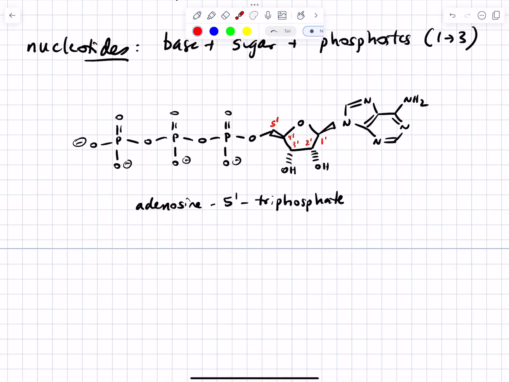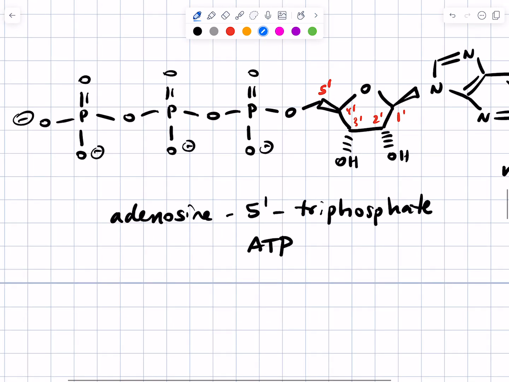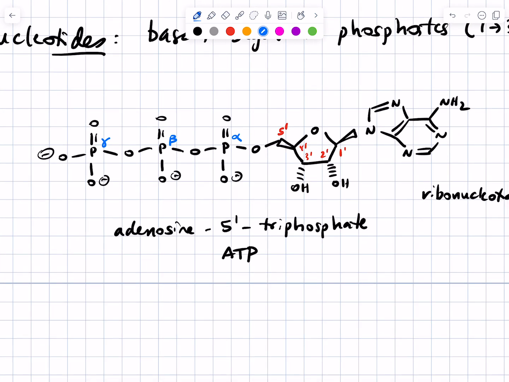This is a ribonucleotide because it's based on ribose. We would also abbreviate this as ATP. For the nucleotide triphosphates, we sort of count the phosphates away from the 5' hydroxyl with the Greek letters alpha, beta, and gamma. And you'll notice that the bonds between the alpha and beta phosphates and between the gamma and beta phosphates are a particular kind of functional group which are called phosphoanhydrides.